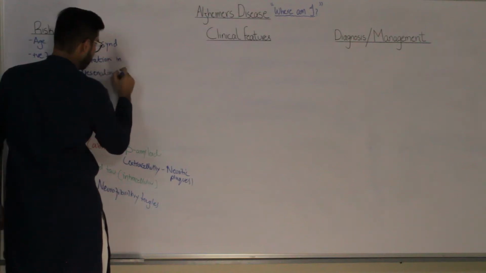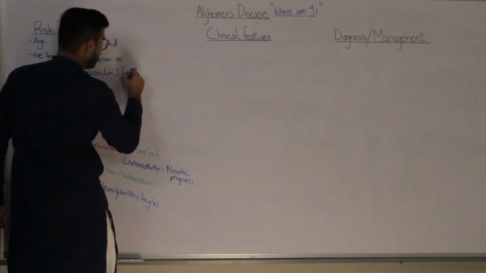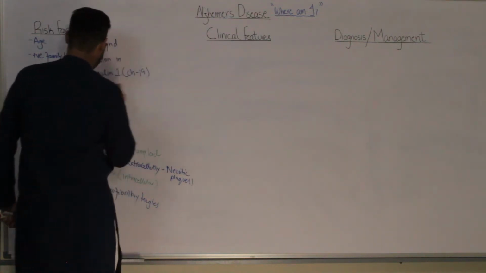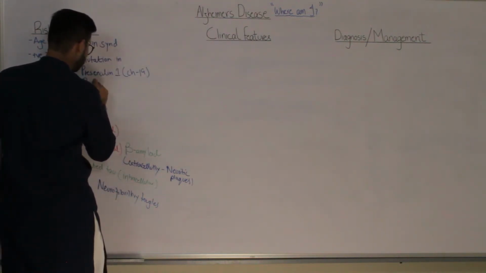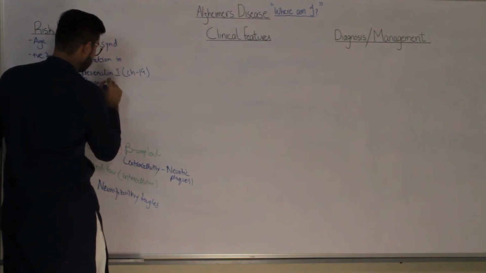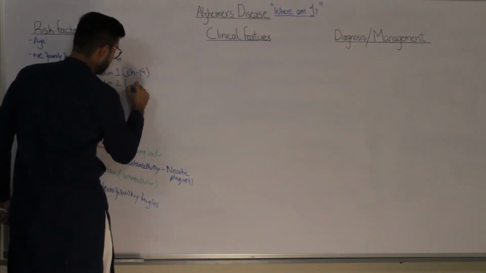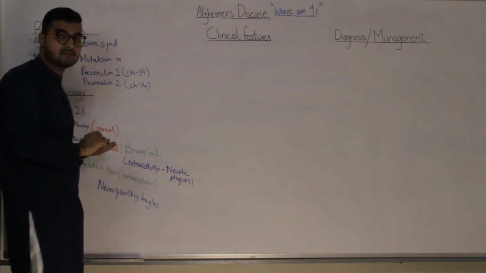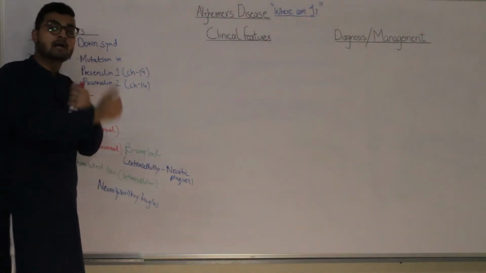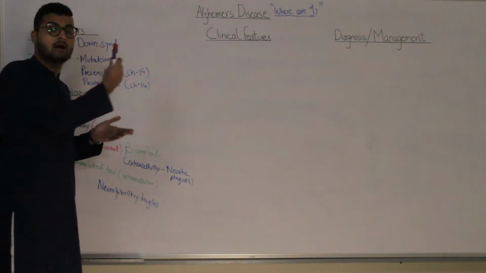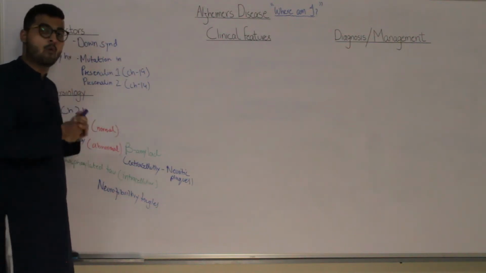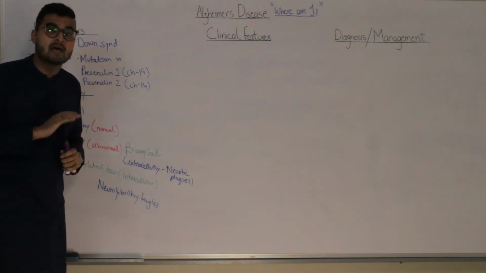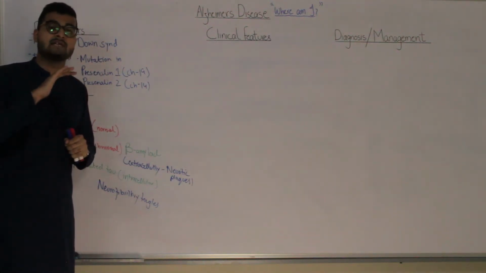So presenilin 1, which is coded on chromosome number 19, or presenilin 2, which is coded on chromosome number 14. So if you have a mutation in either of these, you can end up having an early age Alzheimer's disease.